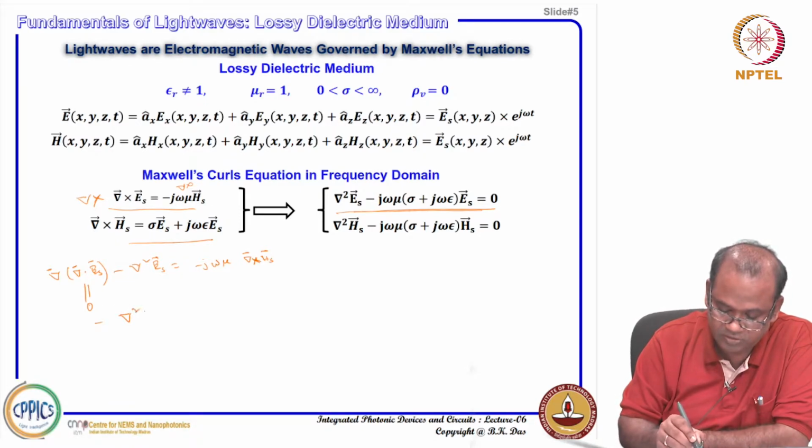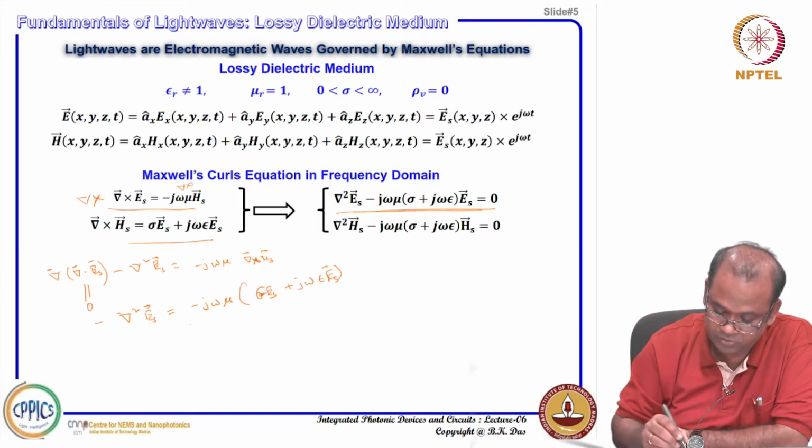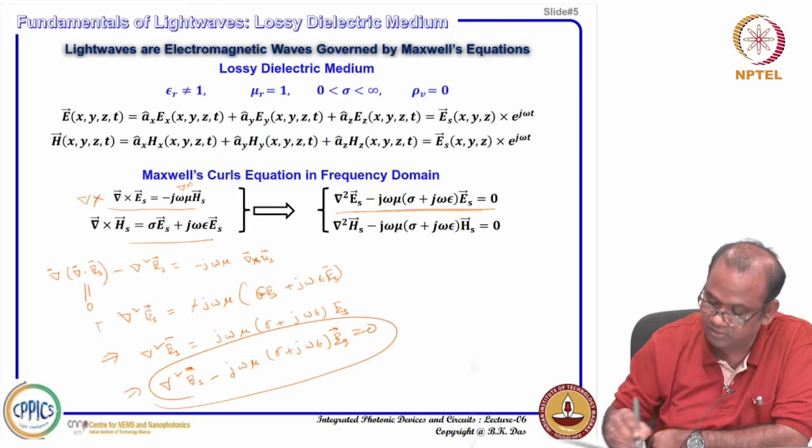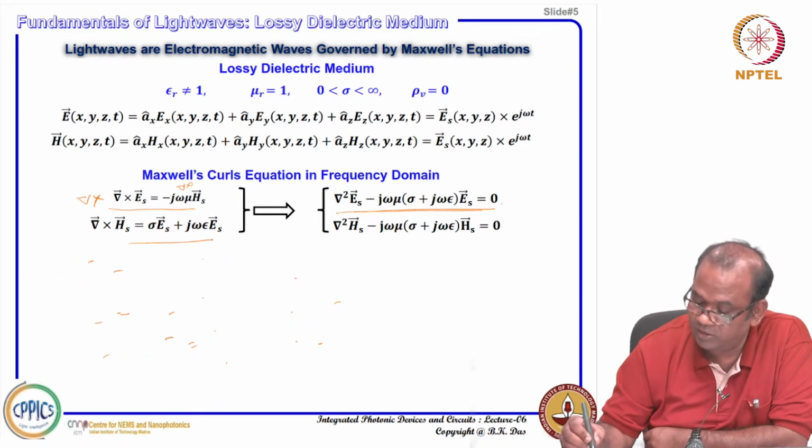So, I am considering del square E s equal to minus j omega mu. So, I can say that del square E s equal to minus j omega mu sigma plus j omega epsilon E s, okay. That gives me del square E s minus j omega mu sigma plus j omega epsilon E s equal to 0. You should not miss the vector sign, okay. That is what I have written here. This is the equation we get here.